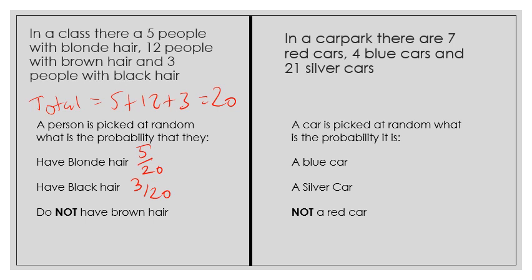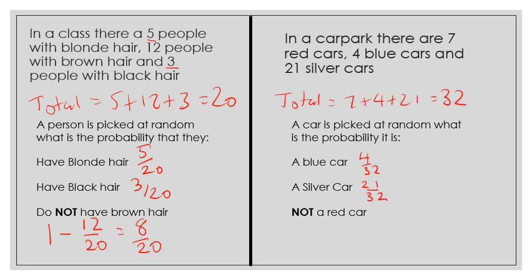Now, not brown, there's 2 ways we could do that. We can say one whole takeaway, how many people have brown hair. So one whole takeaway 12 out of 20 is 8 out of 20. Or we can just add up all of the people that do not have brown hair. So we've got these 5 people here, these 3 people here, add them together to get 8. Again, we get 8 out of 20.